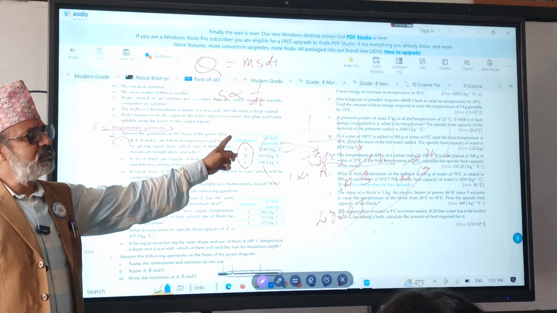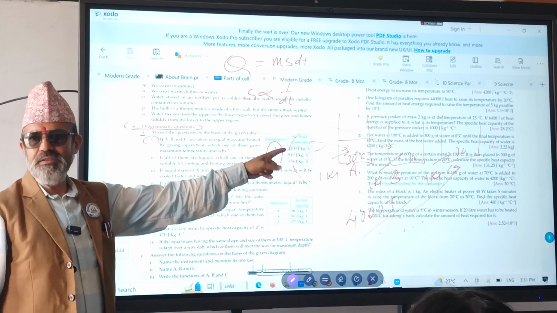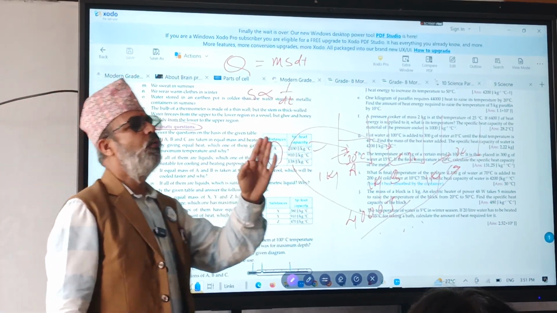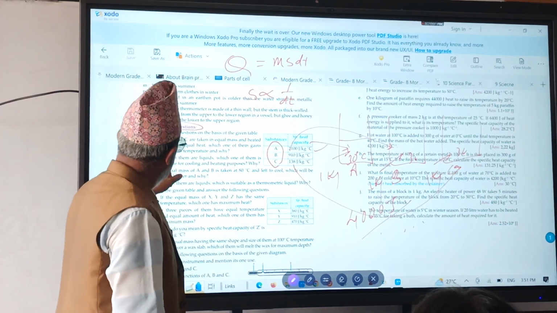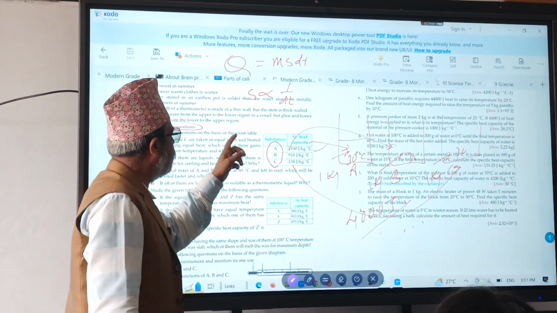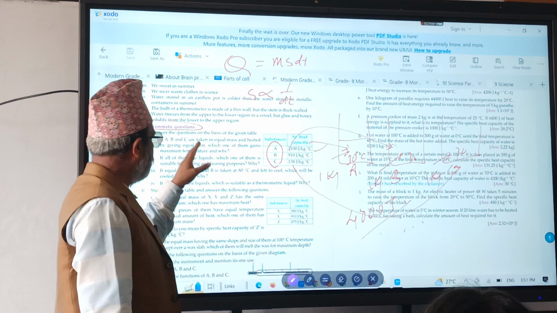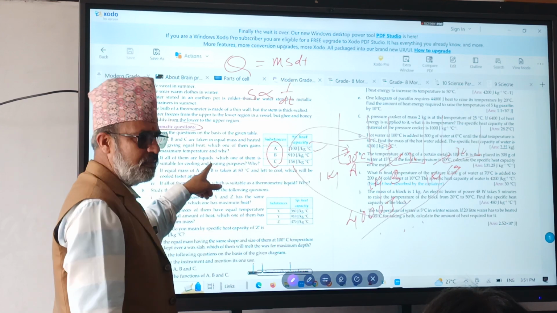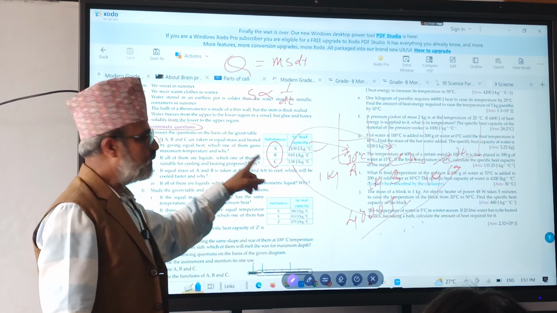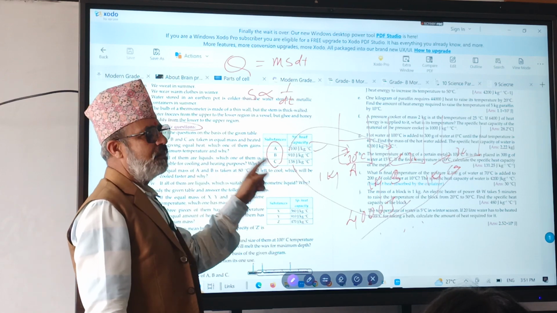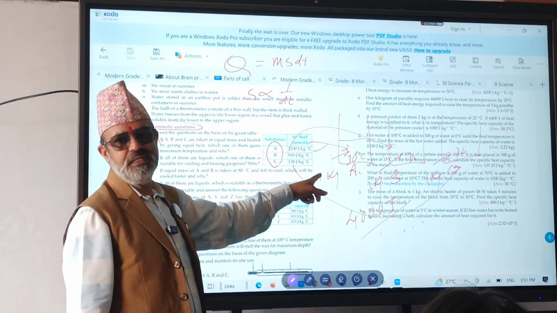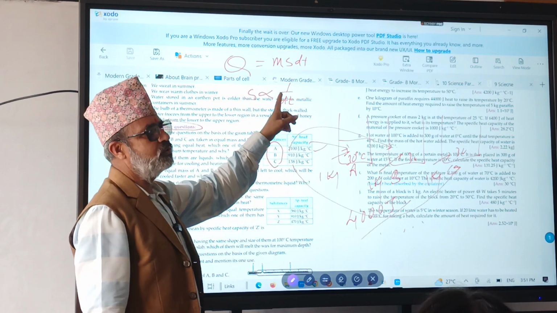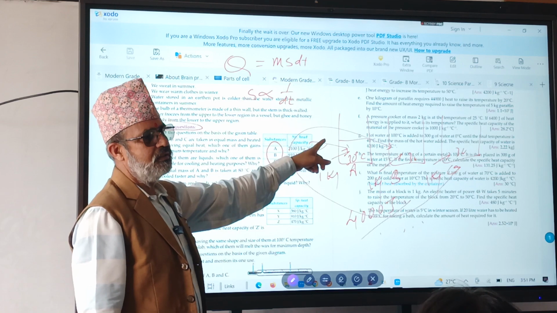More specific heat capacity, less difference in temperature. Less specific heat capacity, more difference in temperature. So, what is the answer? C. If A, B, and C are taken in equal mass and heated by giving equal heat, substance C gains maximum temperature. Why? Substance C gains maximum temperature because it has least specific heat capacity, and specific heat capacity is inversely proportional to difference in temperature.